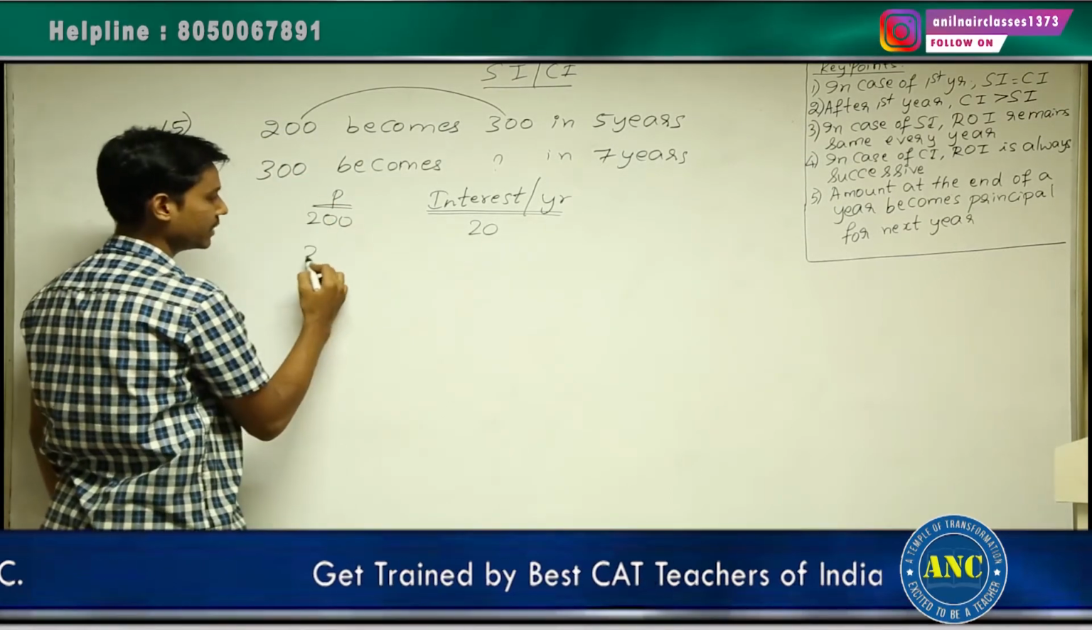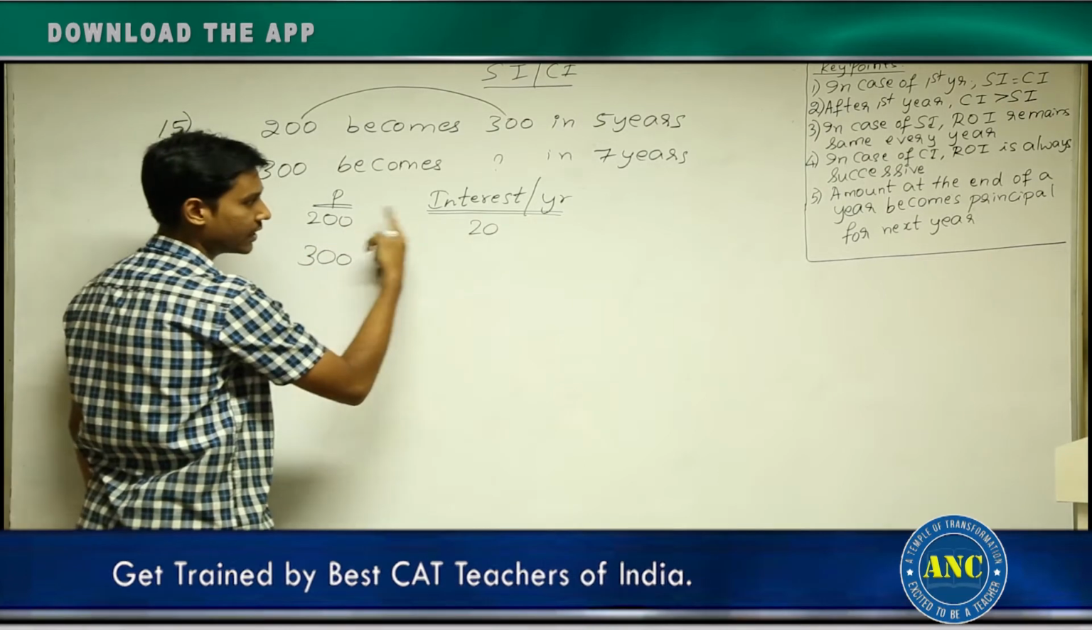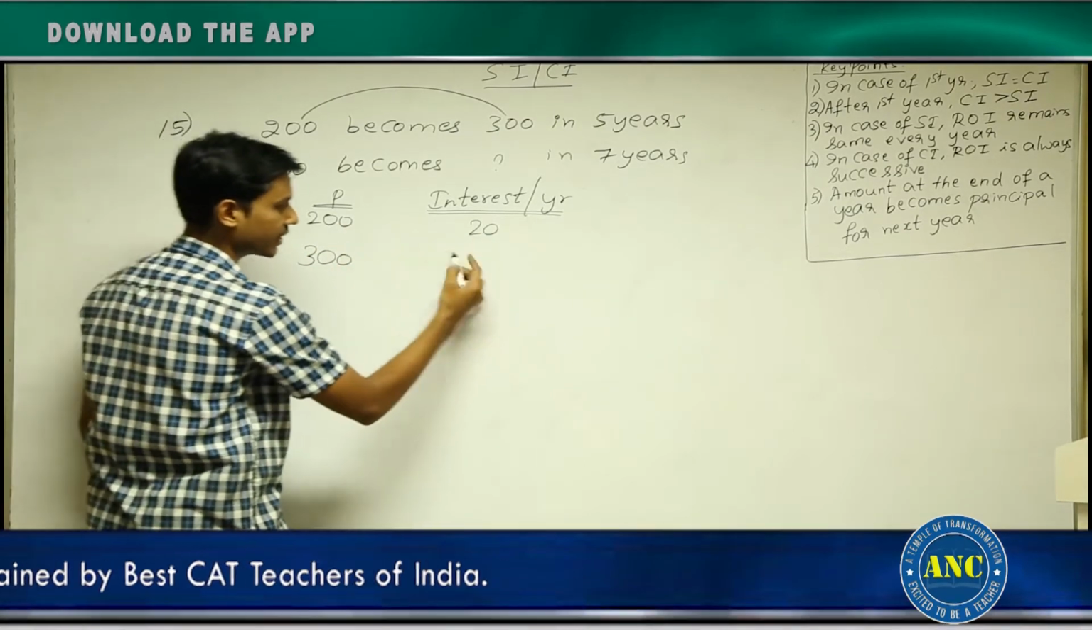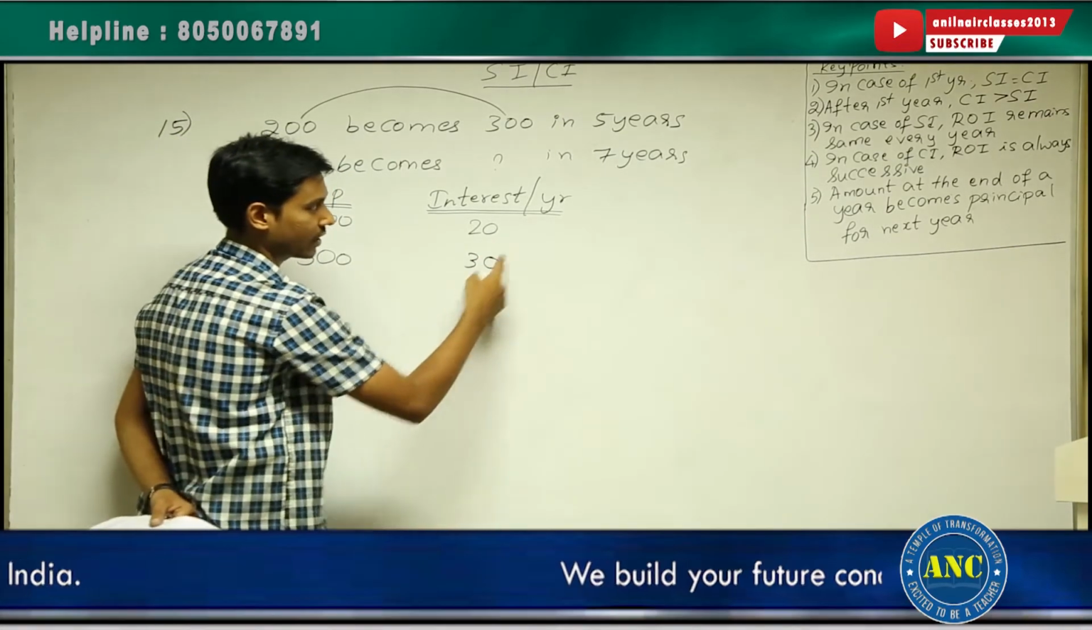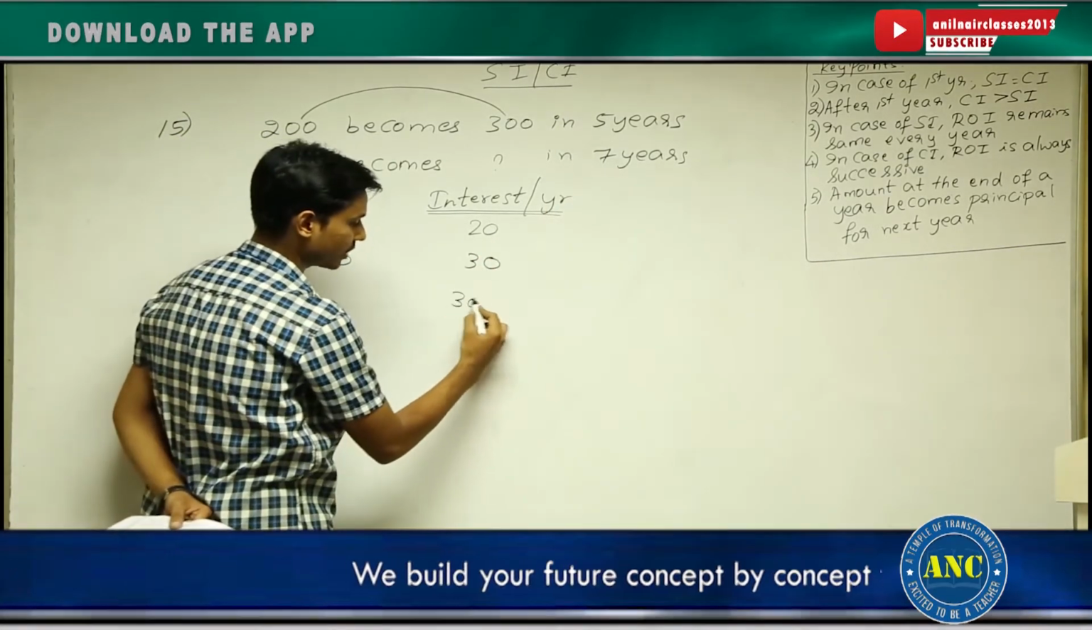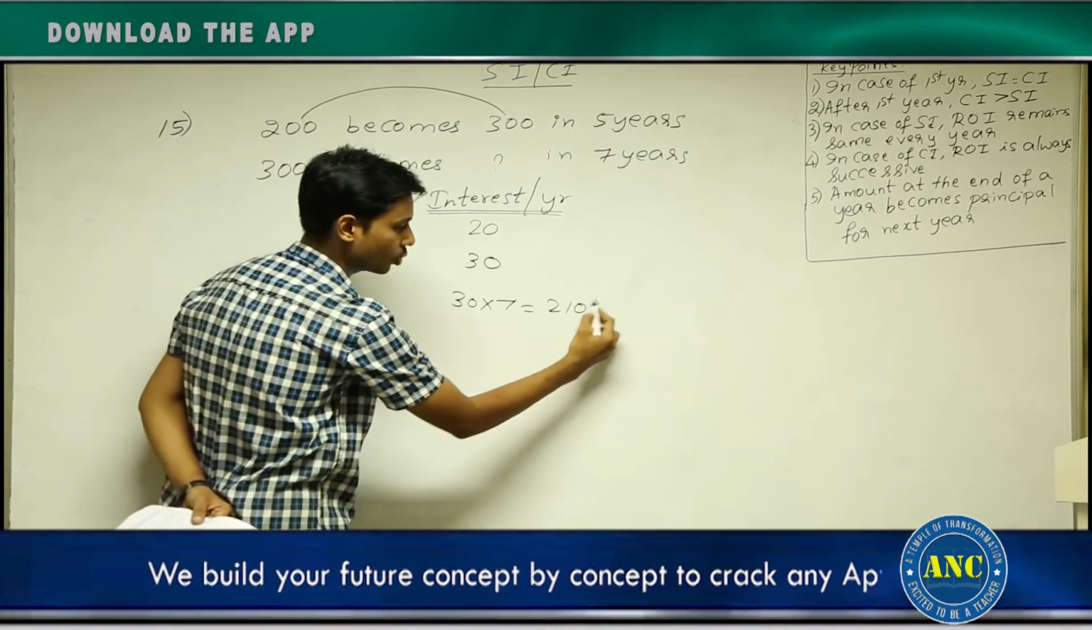But the principal should be 300. If it is 200, interest per year is 20. If it is 300, interest per year should be 30. For 1 year I will give you 30 rupees extra. For 7 years, 7 into 30, I will give you 210 rupees extra.